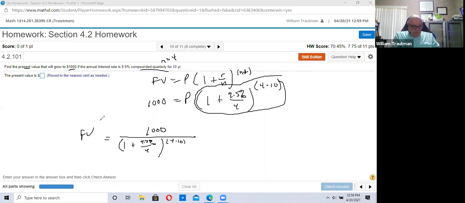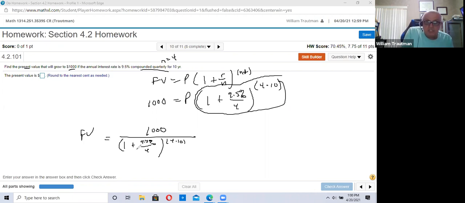Fraction, 1,000 on top. 1 plus 9.5% over 4. Arrow over, close the parentheses, raise the power, and the power is 4 times 10. Parentheses, 4 times 10. I mean, you could just put 40 if you wanted to.